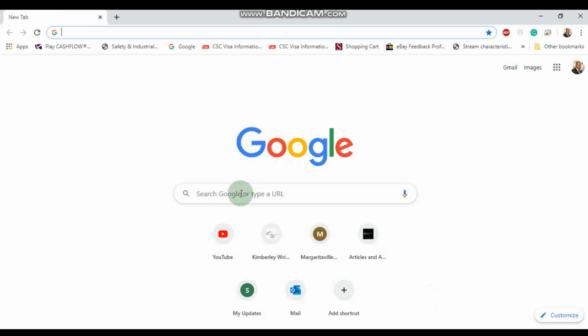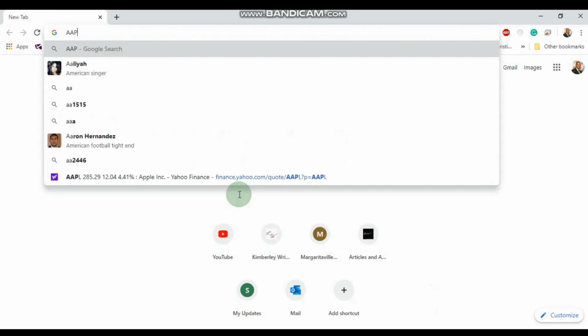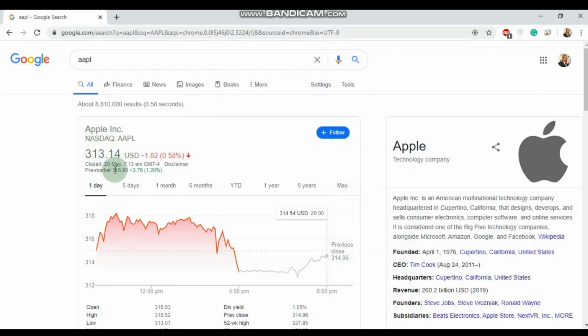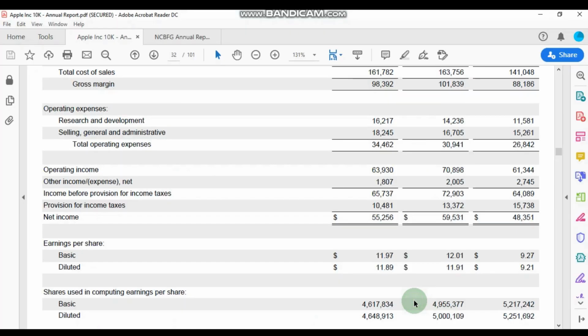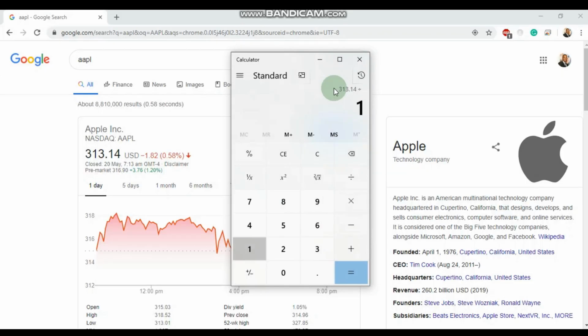To get Apple's stock price, we simply have to go to Google and type in the symbol AAPL. We see here that Apple's stock price closed at $313.14. Next, we're going to divide the stock price, 313.14, by its earnings per share, which was 11.97. And we see here that Apple is currently trading at a PE ratio of 26.16 times earnings. In the next part of the video, we will talk about what this number actually means.